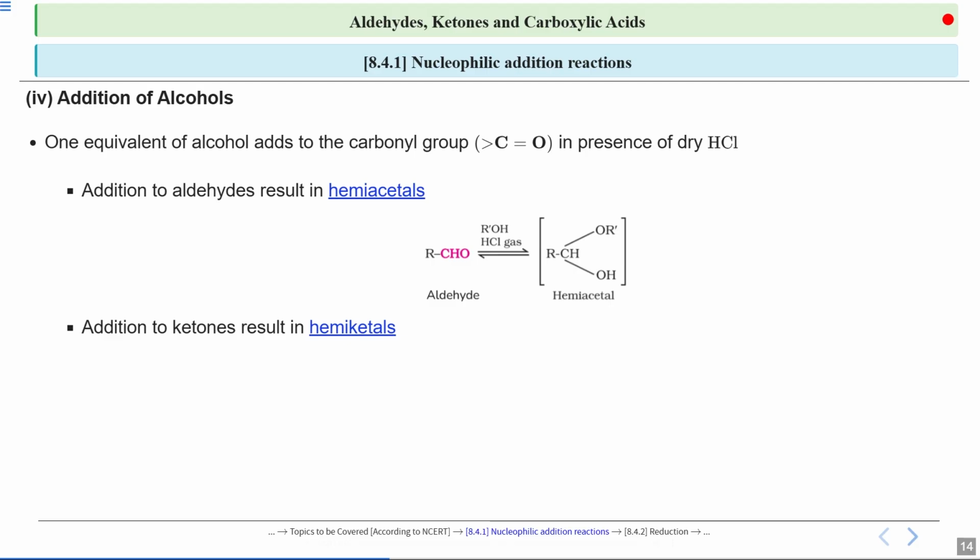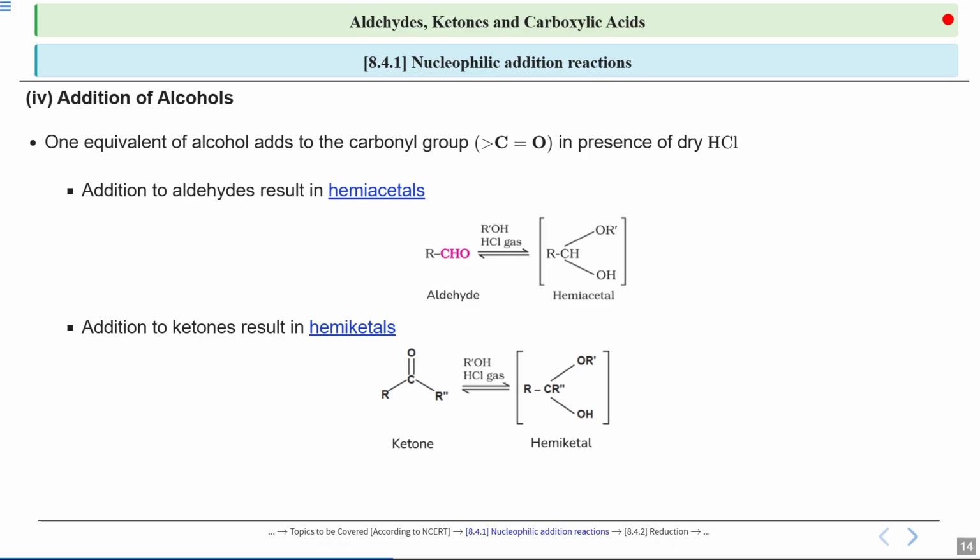is attached. And in contrast, when alcohol adds to a ketone, the product is a hemiketal. So addition to aldehydes results in hemiacetals, where the OR group and OH group are attached to the same carbon, and addition to ketones results in hemiketals. Hemiketal means it is half of an acetal. Hemiacetal is half of an acetal.